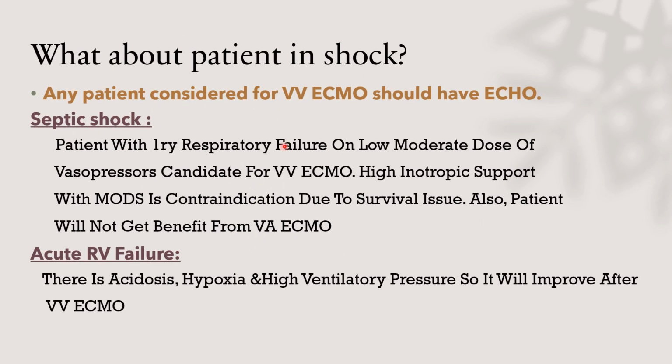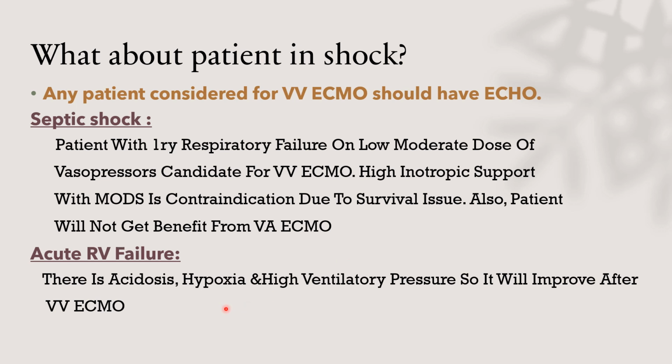What about patients who have shock? If we have patients who have shock, is it a contraindication for ECMO? No. Any patient before using VV ECMO should have an echo. For example, a patient with septic shock due to pneumonia or infection in the lung, where the primary cause is respiratory failure, and the patient is on a low to moderate dose of vasopressors, is a candidate for VV ECMO. But if the patient is on high inotropic support and has multi-organ dysfunction, this is a contraindication for ECMO. Why? Due to survival issues. Also, the patient will not benefit from VA ECMO.